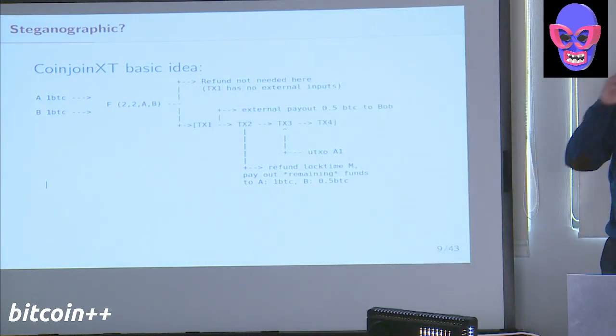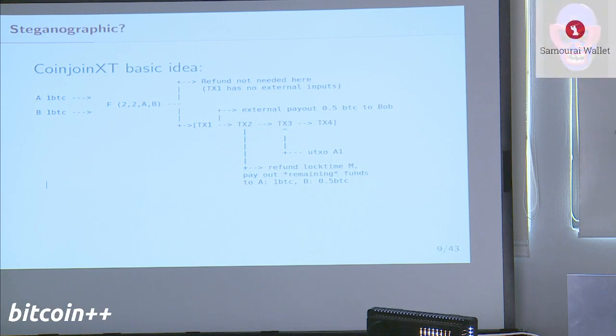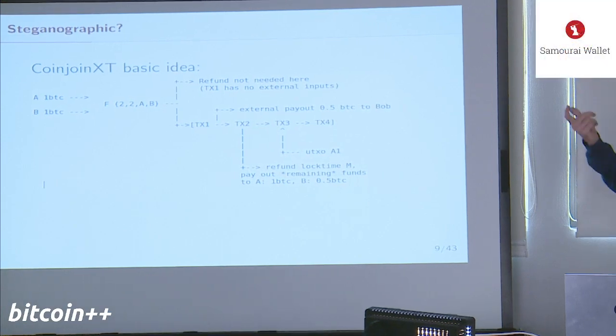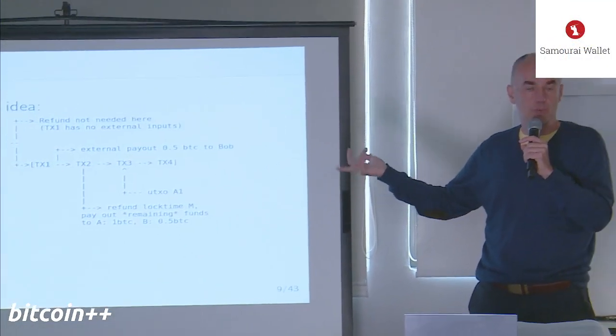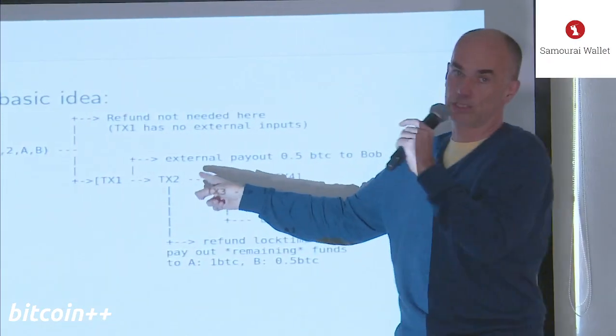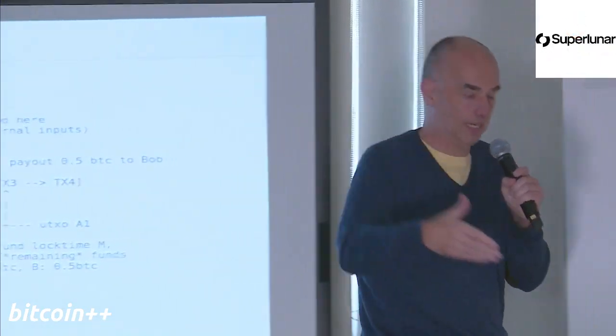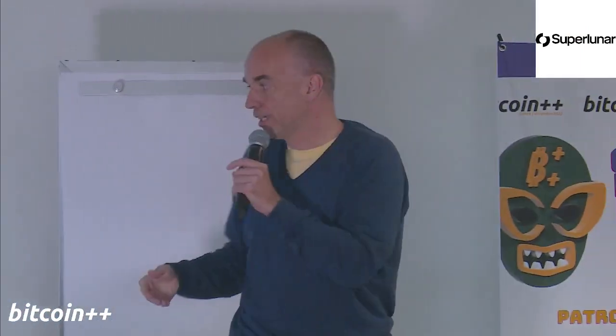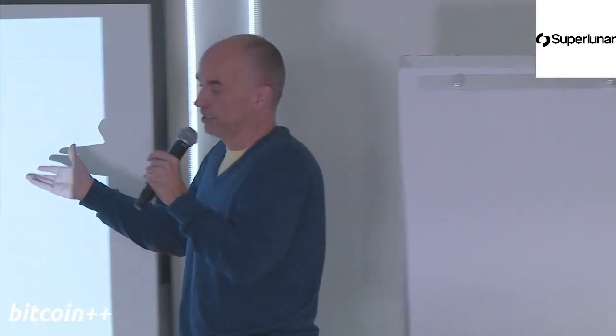And that means that at the end of that process, they can both be assured that if at least one of them wants to broadcast all of these transactions, they will definitely all go through, because the connectors, the inputs, are multi-sigs, which can't be reneged on by the counterparty. Why does that matter for CoinJoin?